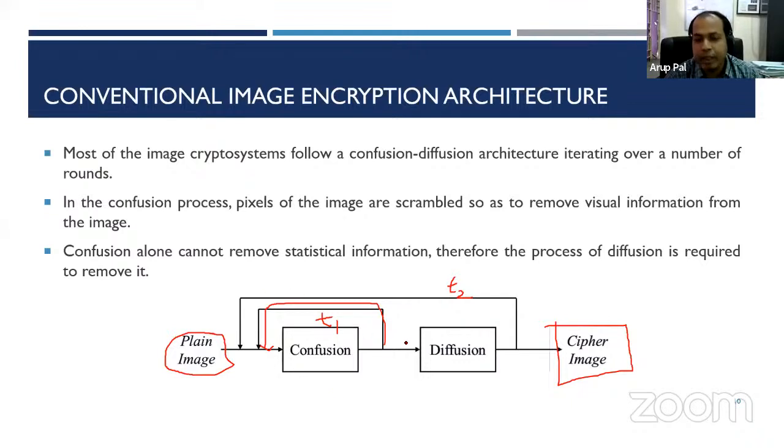We design the image cryptosystem like this. You take the image, you shuffle the content using some chaotic maps, then you use a suitable substitution mechanism, and this process is carried out T1 into T2 times, and finally you get the cipher image.